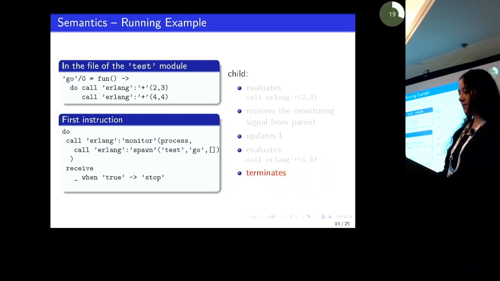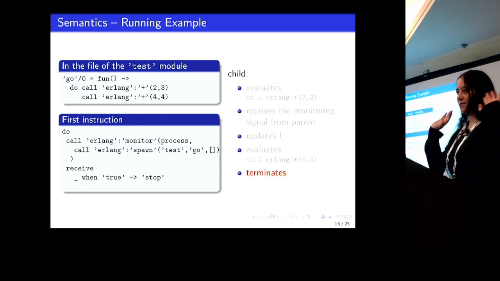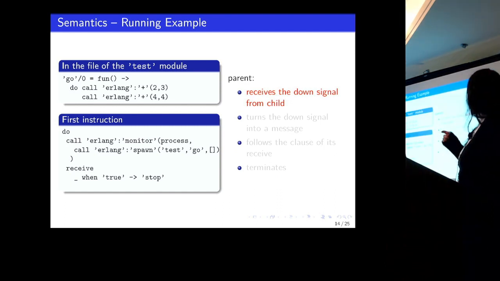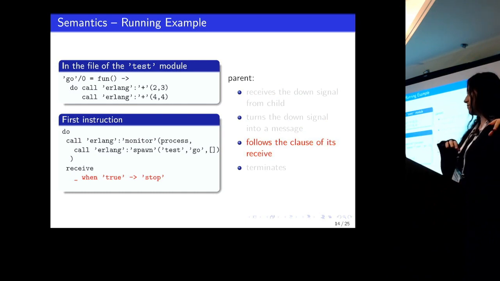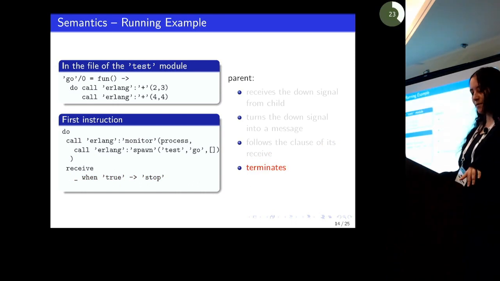When it terminates, it will send a signal to the monitoring process saying that it's done, and it's down. So on the parent side, the parent will receive the down signal from the child. It will turn the down signal into a message. Then it will follow the clause of its receive, because it has a message, and then it will terminate.